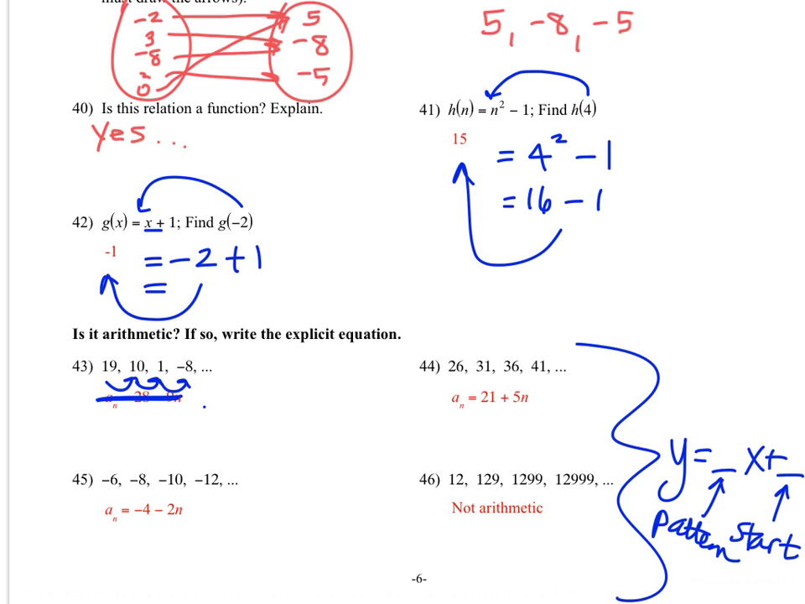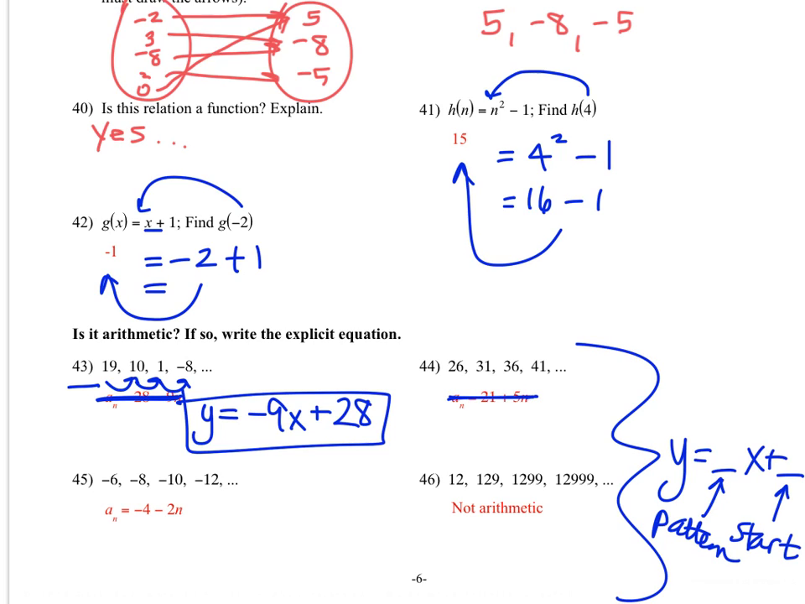So they actually have this written backwards than we would. We would have said y equals negative 9x plus, and then we have to count backwards 1 to see what was at the beginning. So instead of subtracting 9, I'm going to add 9 to 19, and that's where I get 28 from. All right, same kind of idea on 44. It looks like we are adding 5, so that gives me y equals positive 5x. And then I need to go back to my 0 term, so subtract 5 means that the 0 term was 21.